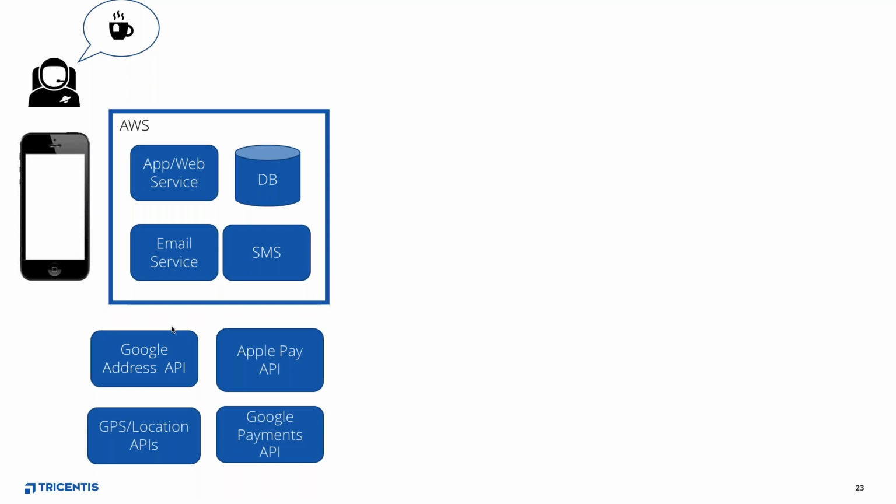I might be using Apple Pay's API. I might be using a GPS lookup. I might be using some other payment systems. So I have to integrate with all of these tools. And when I'm doing my end-to-end test, of course, I need to test through all of these. So I'd like to make sure I can order and my app works fine.